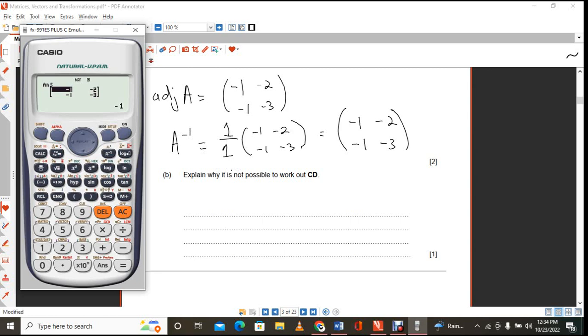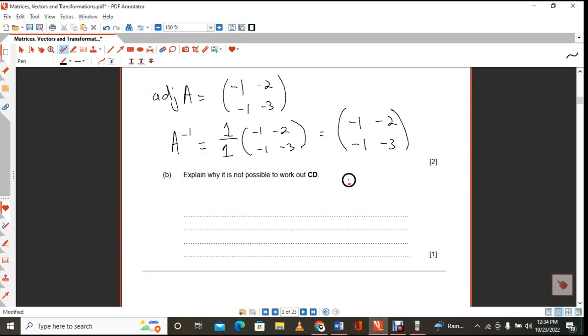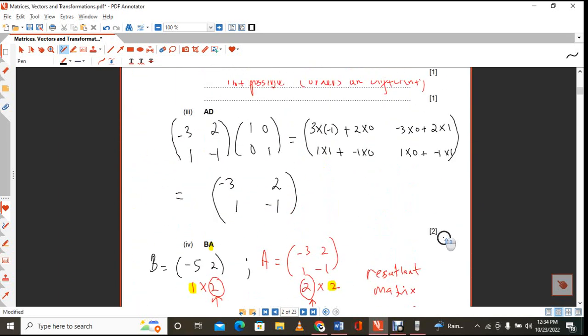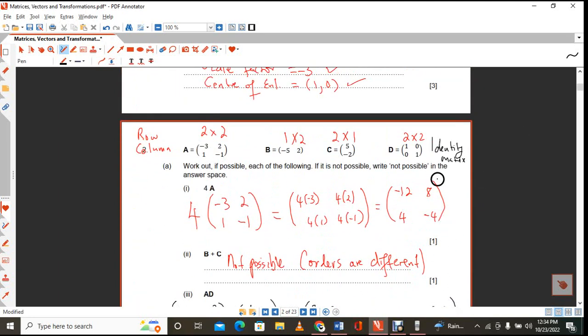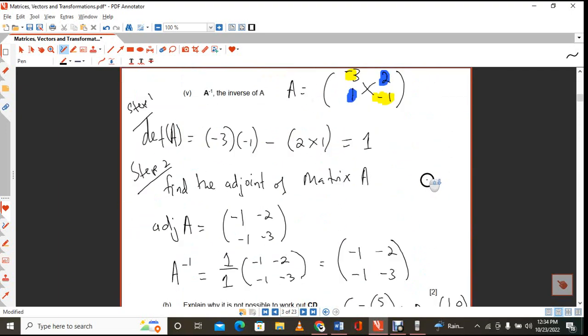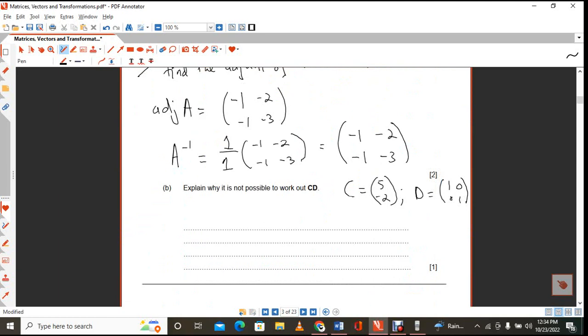Right, they are asking, why is it not possible to work out C multiplied by D? So C is the matrix 5, comma, -2, and D is the identity matrix. So just go back and make sure that we have the matrices correctly. You can see C is 5, comma, -2, and D is the identity matrix. Okay, so the order of them matters again.